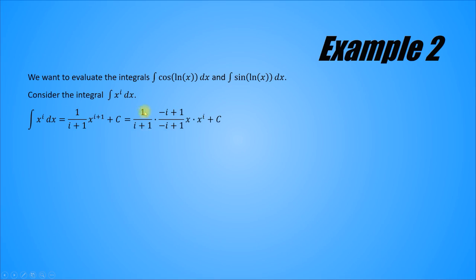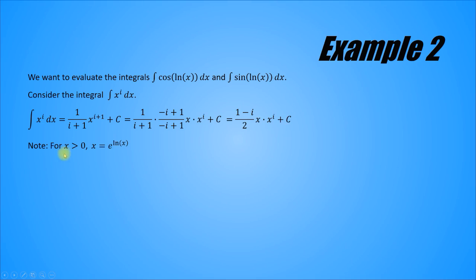So in the next step, I'm going to rationalize the denominator of this fraction by multiplying the top and the bottom by the complex conjugate of the denominator. And here I've separated x to the i plus 1 into this factor x, which is purely real, and this factor x to the i that is complex. And after cleaning up that fraction, I get (1 minus i) over 2 times x to the i plus c.